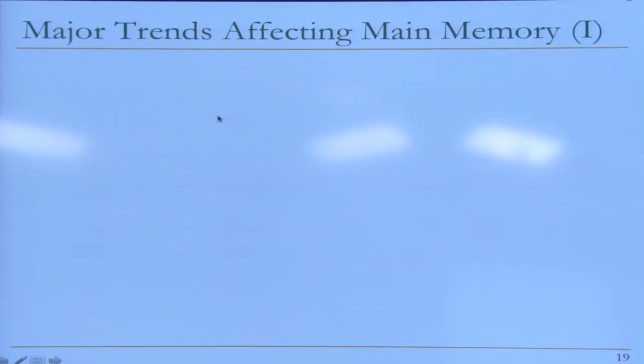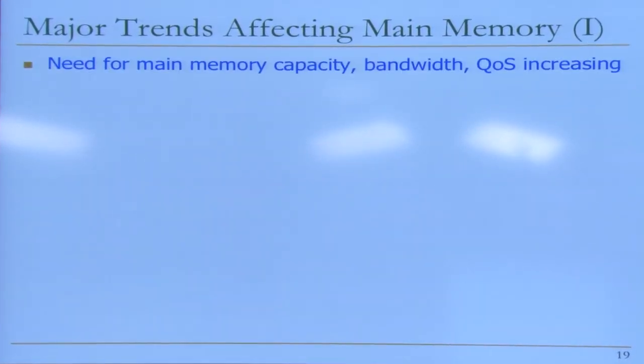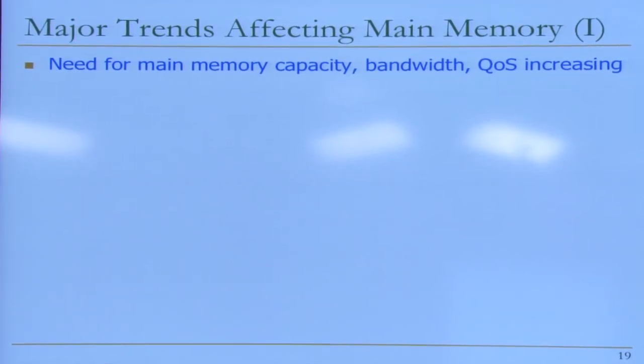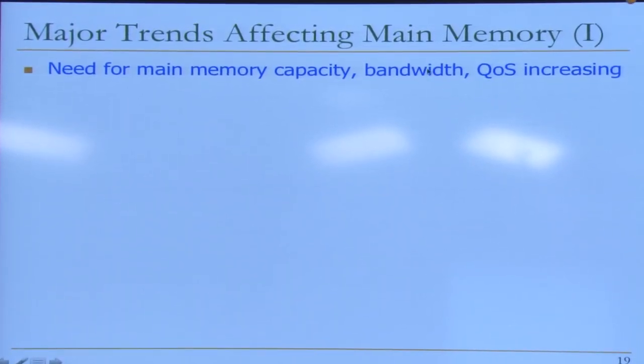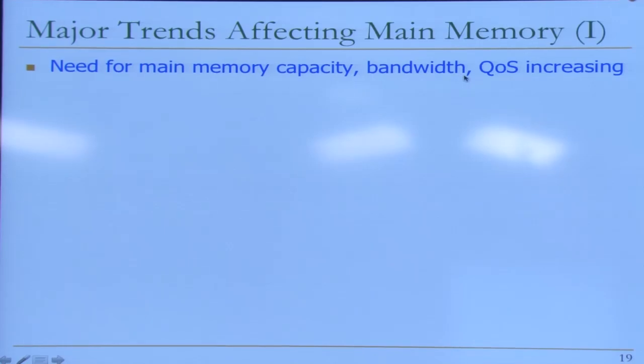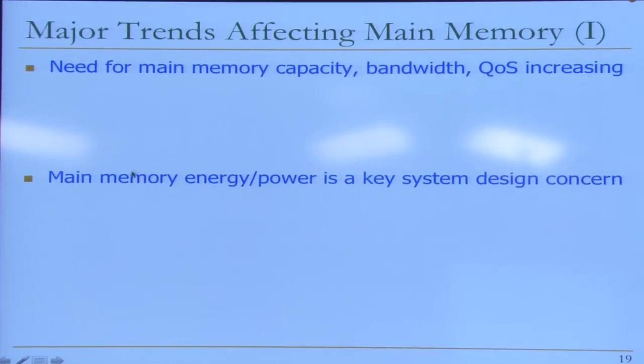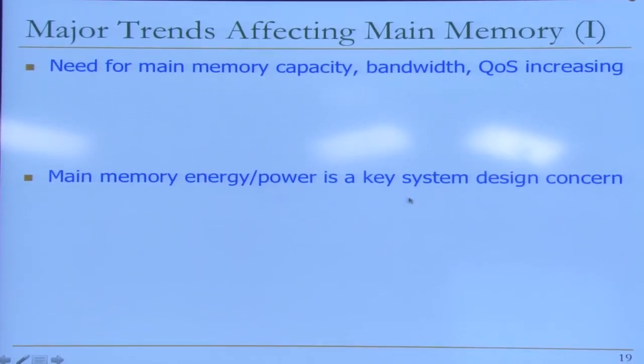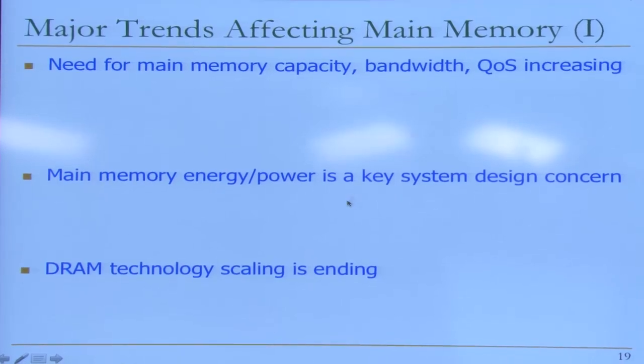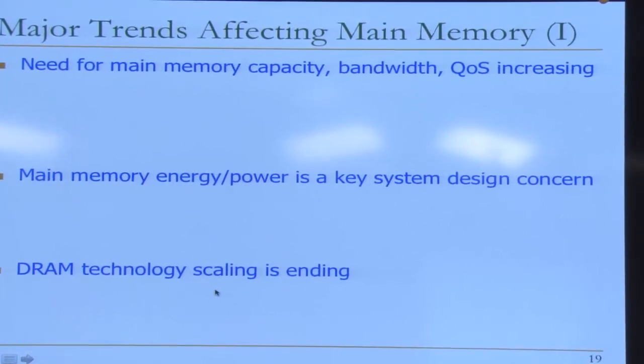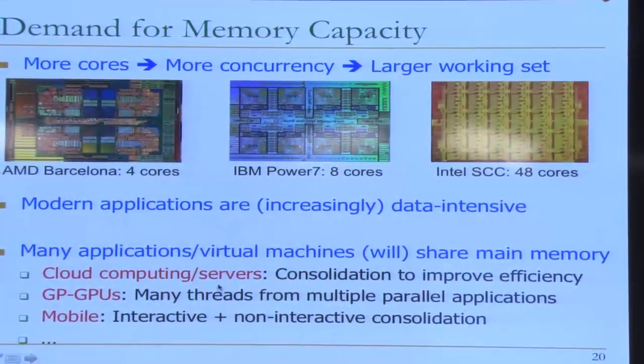So let's take a look at some of these requirements that are relatively recent that have been affecting main memory. First of all, there's an increasing need for main memory capacity, bandwidth, and quality of service. And you're already familiar with many of these. The second is that main memory energy and power is a key system design concern today. And the third thing is that DRAM technology scaling is ending. Let's examine these in a little bit more detail.